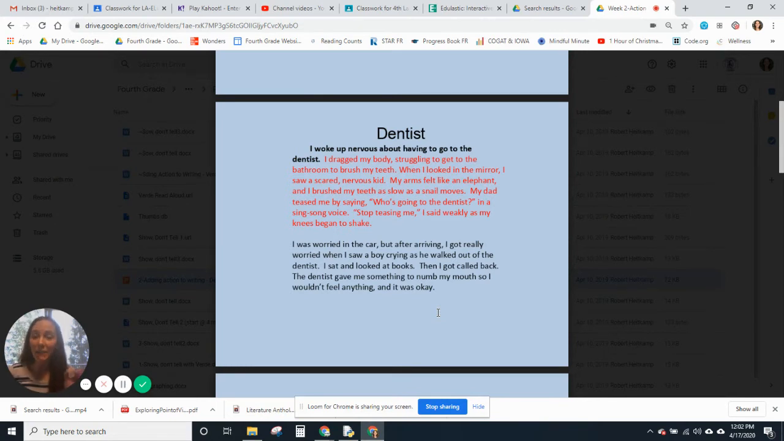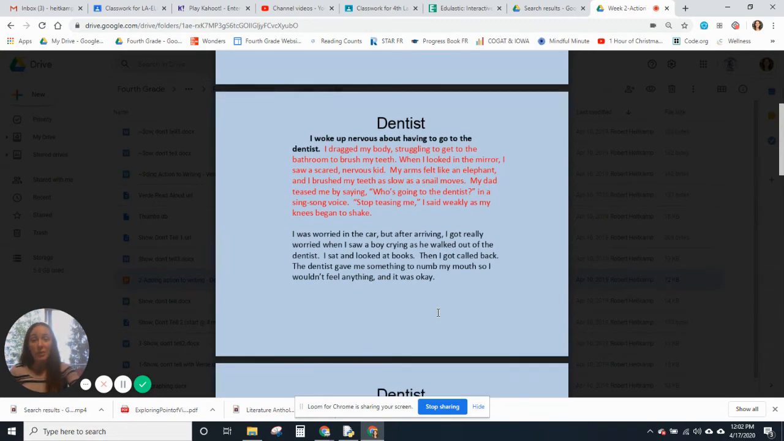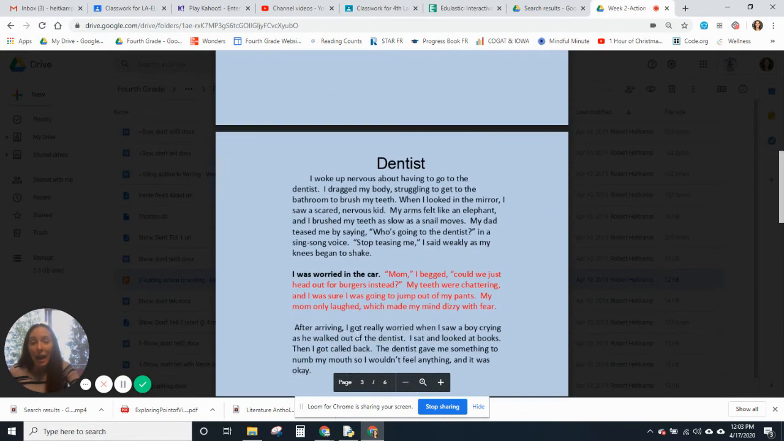Again, we have to have action. Just saying that somebody's worried doesn't really put a picture in our mind of what that looks like. We need to paint a picture with the words that we're using in our story to show what characters are thinking and feeling. And we need to show that with actions. We need to think about what the characters are doing. All right, so this is what I added.